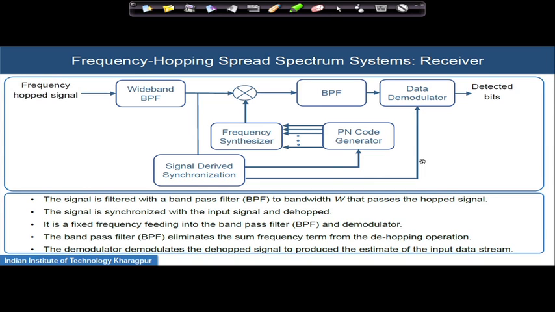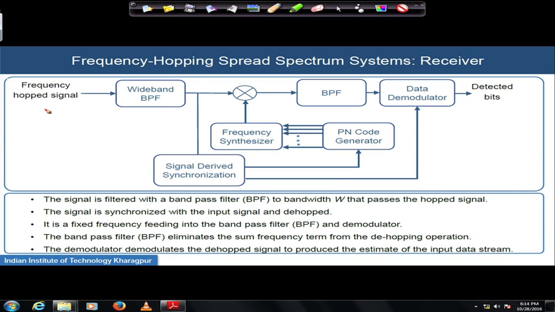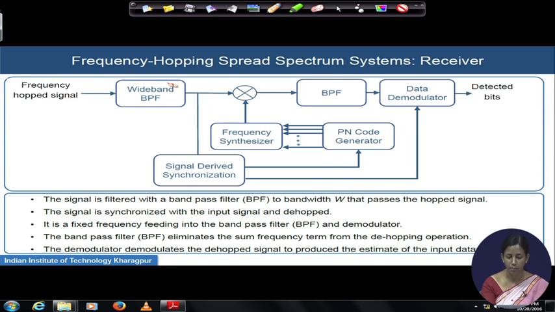The frequency hopped spread spectrum receiver will be just on the other side, where it will work like this. The hopped signal you have received from the antenna front end is required to be passed via the wideband band pass filter. It will capture the whole range of the hopped signal, which is equal to capital W that I have shown earlier. And if you are following a coherent system, then you need to extract the synchronization information from the received signal, which is done in this block.